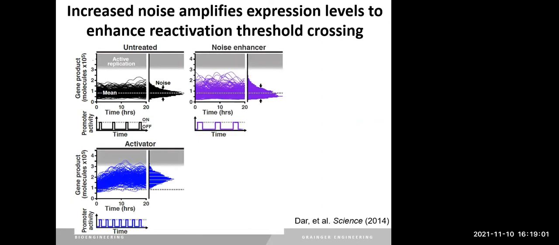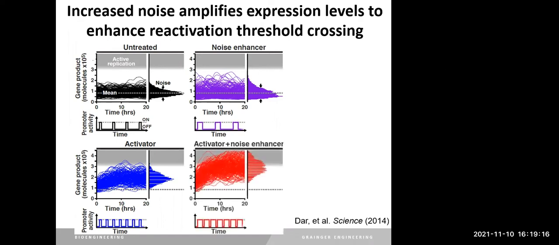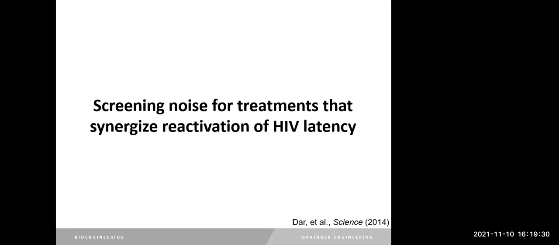But with a noise enhancer, the promoter activity would be less frequent but produce more intense bursts of mRNA. You can get the same mean expression level, but with a larger variance. And then in combination with the activator, the two together are predicted to give you more threshold crossings. So that's the motivation behind the first noise drug screen that was ever performed, on HIV.